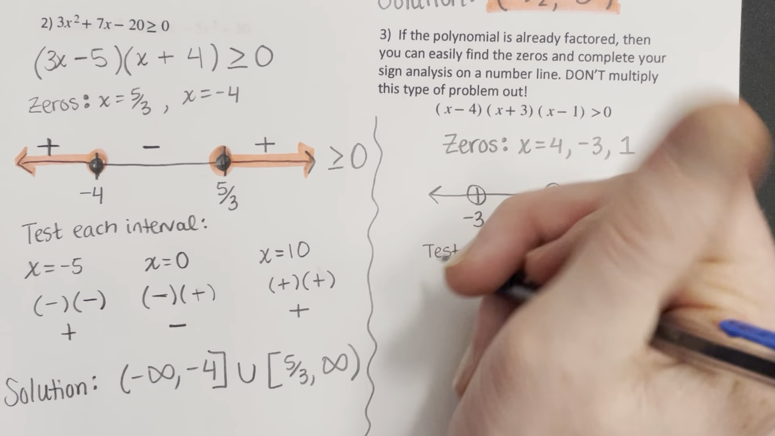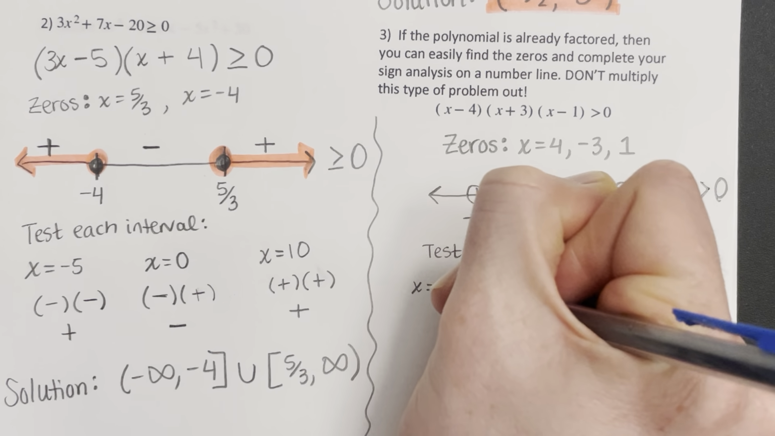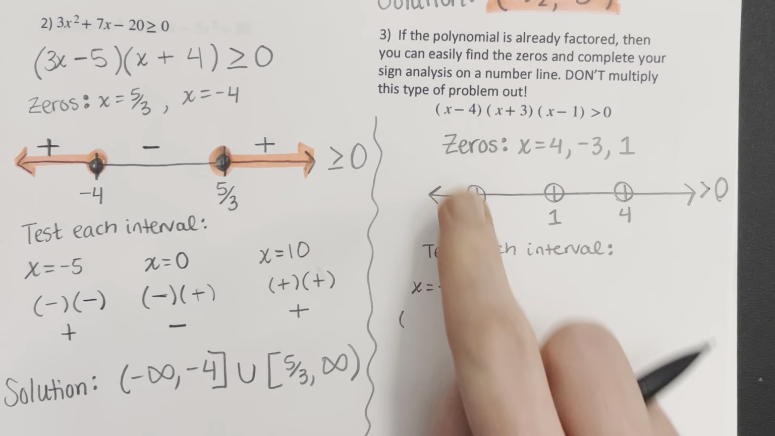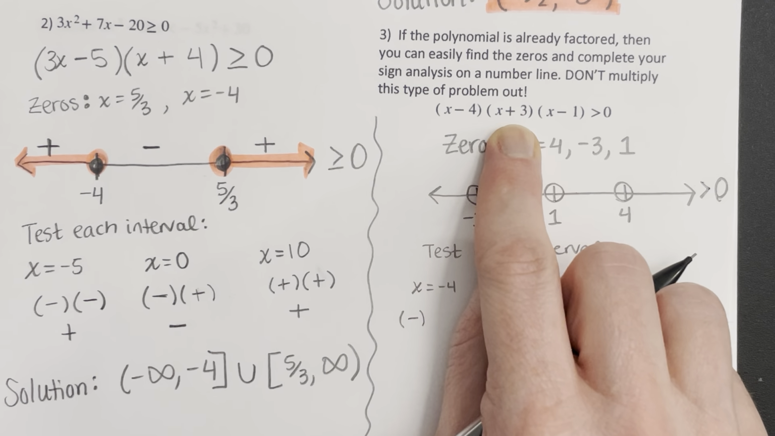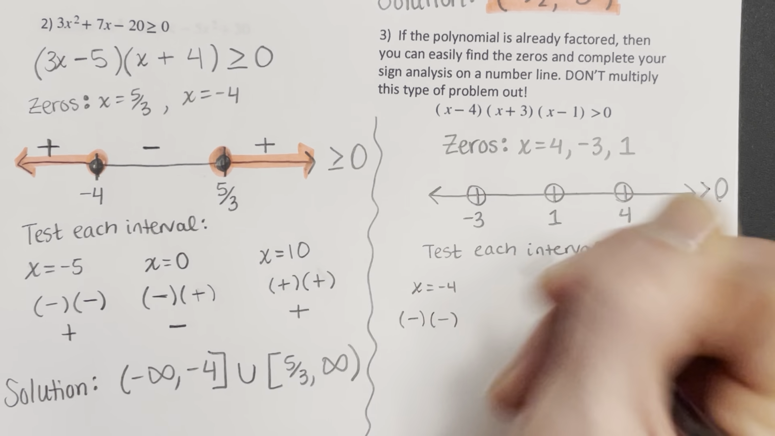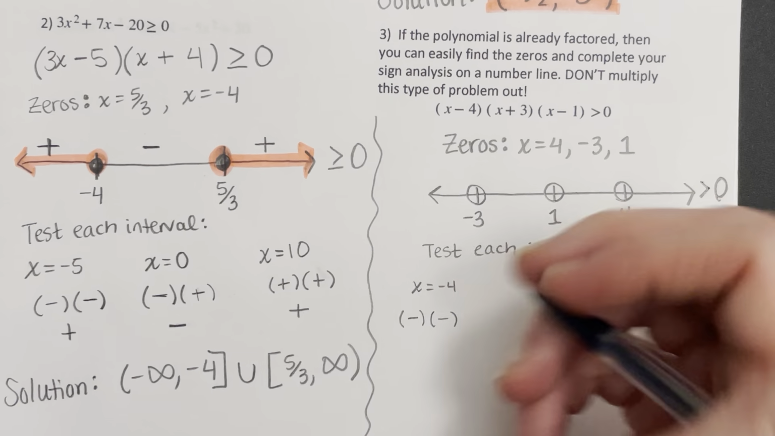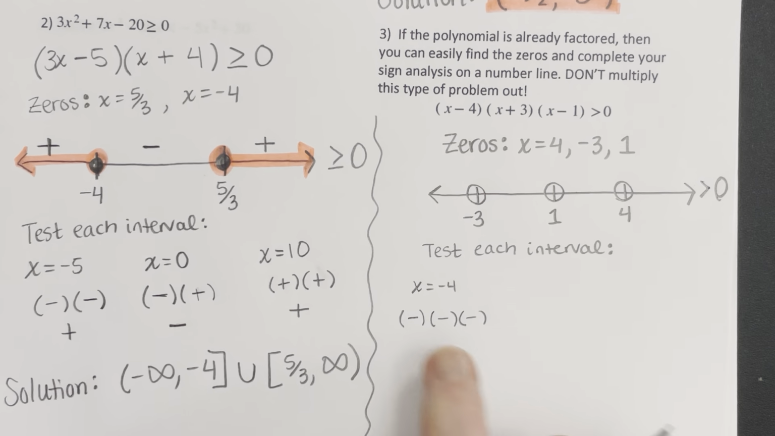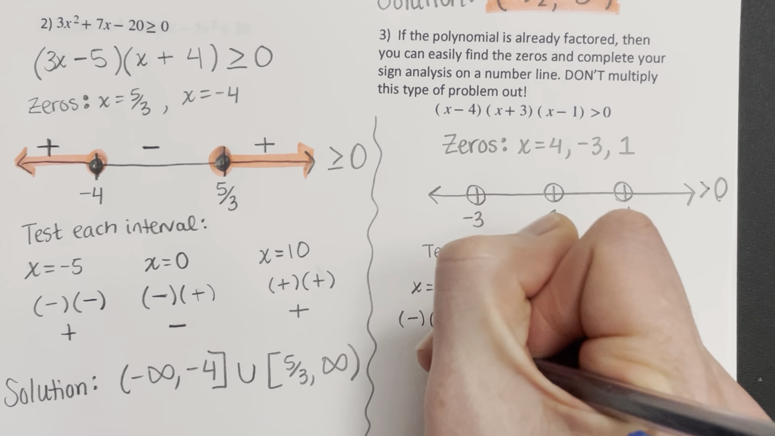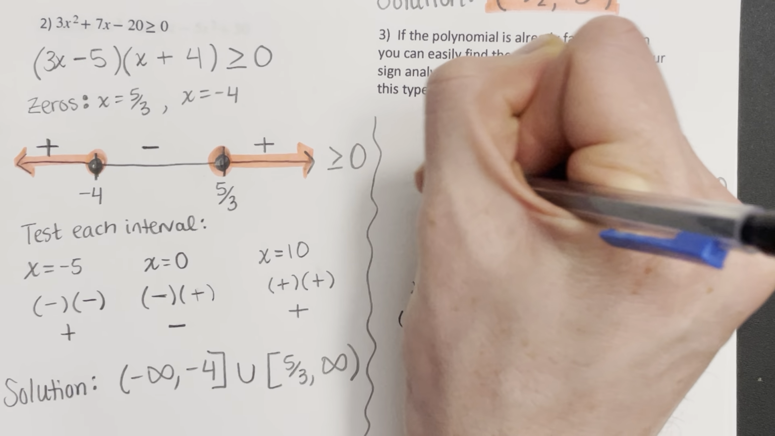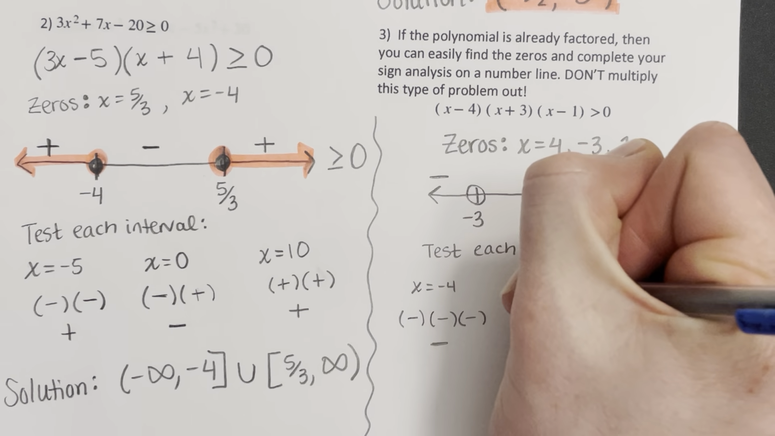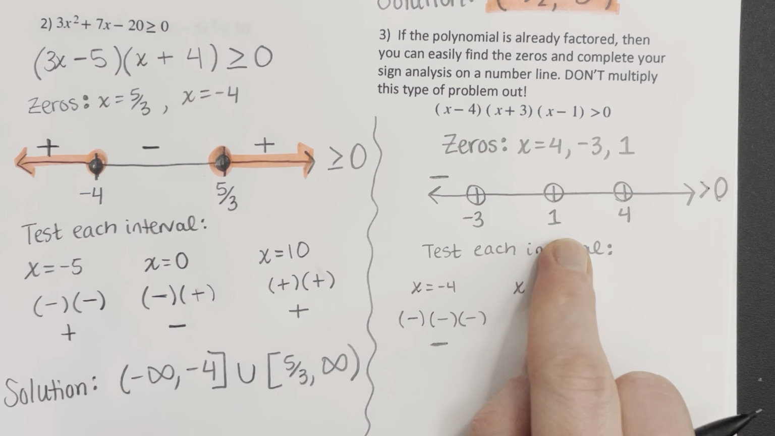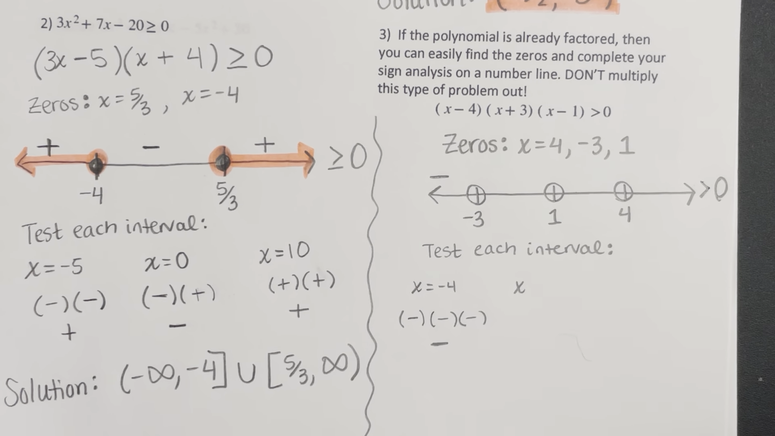All right, so something to the left of negative 3 could be something like negative 4. If I plug that in, negative 4 minus 4 is still negative. Negative 4 plus 3 is still negative. And negative 4 minus 1 is still negative. A negative times a negative times a negative is negative. So this section to the left of negative 3 is negative. All right, we pick a number in between negative 3 and positive 1. Easy number there is 0.